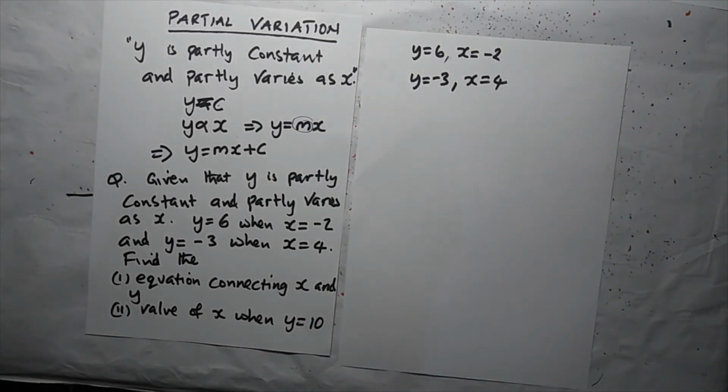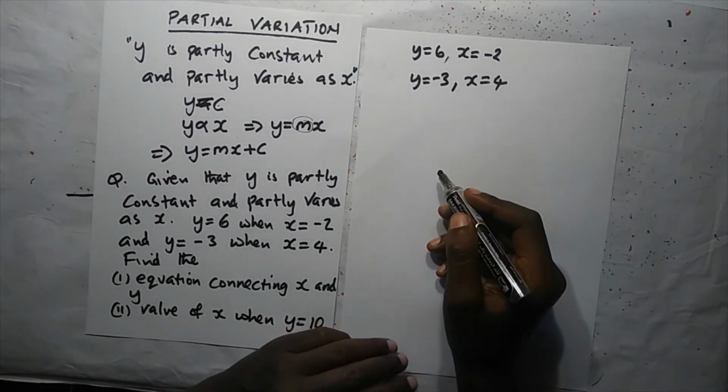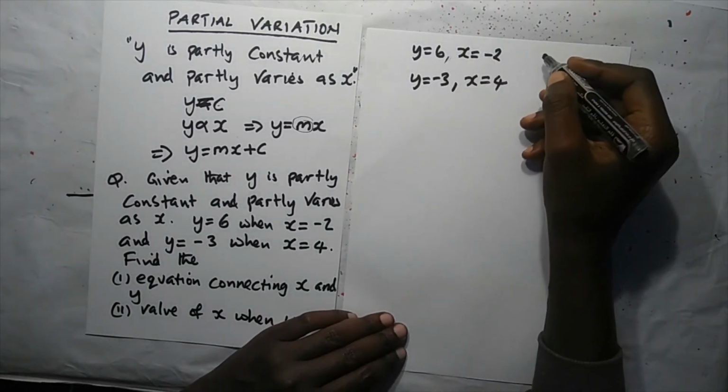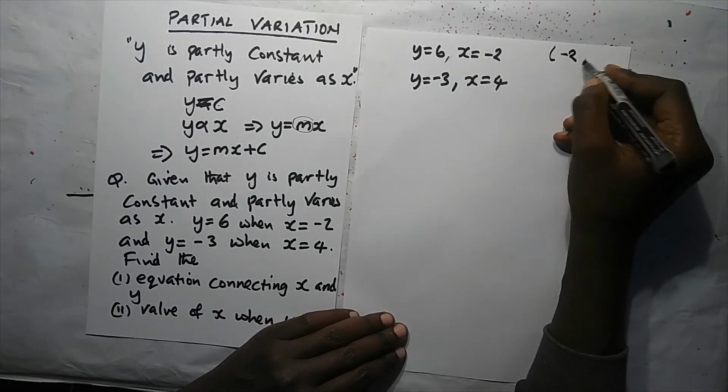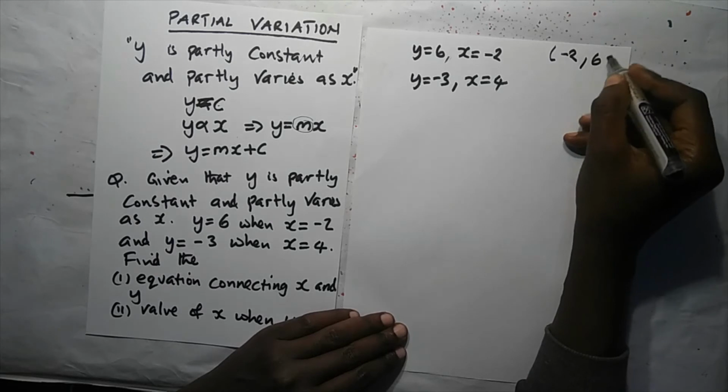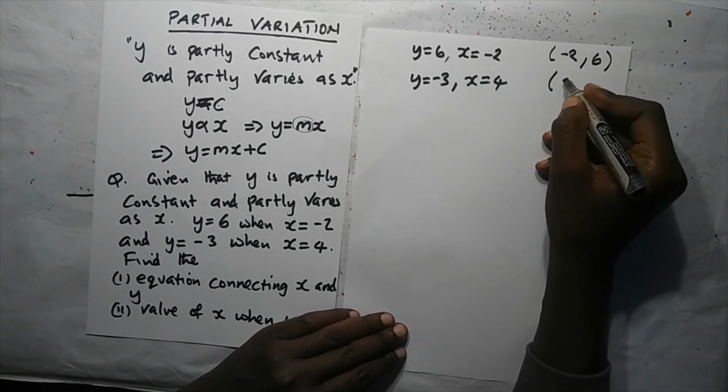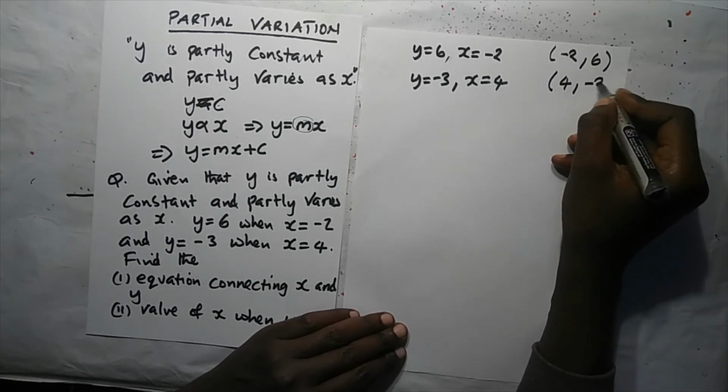Okay, so when we look at this equation here, there are so many ways of approaching this question to find the equation that connects x and y. The one that we are going to use is from coordinate geometry, where we find the equation of the straight line. Okay, so the way we do it is, here we can write these as 2 points. We have negative 2, 6, and then we also have here 4, negative 3.